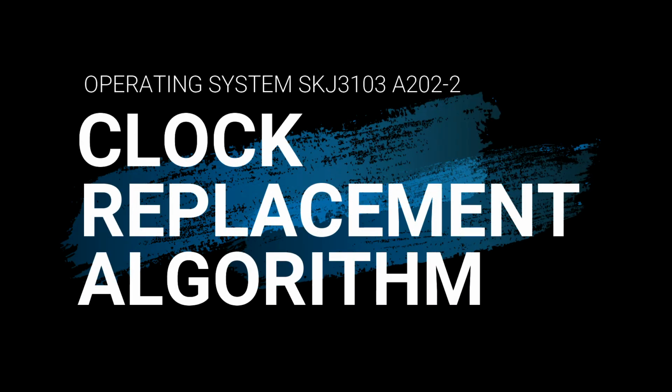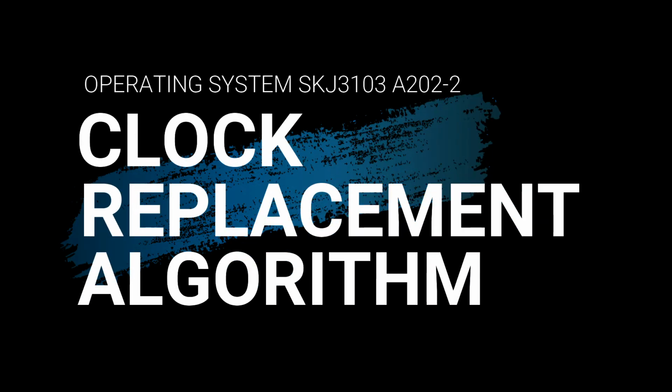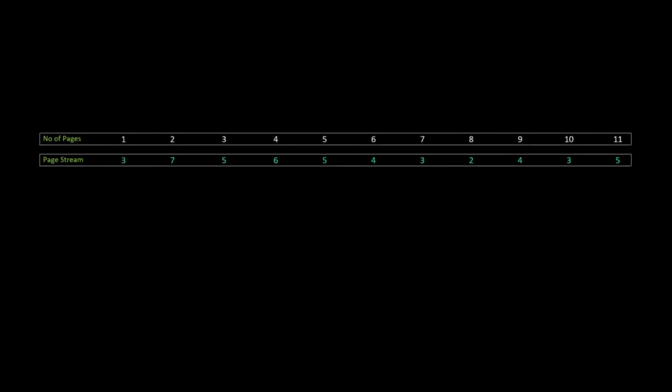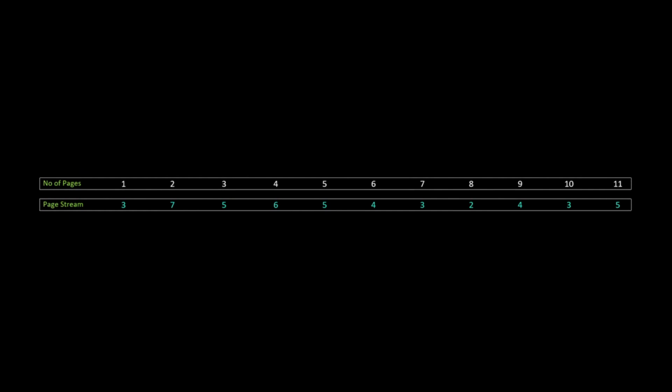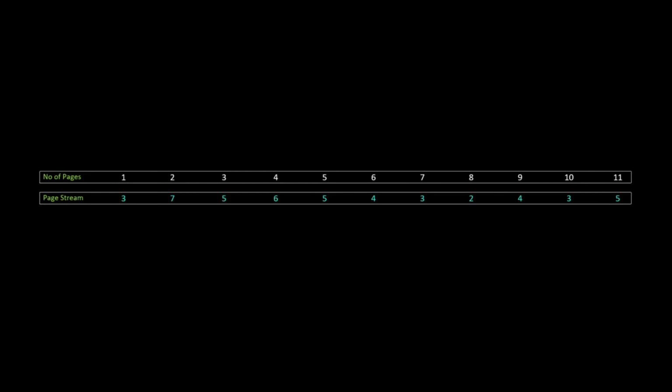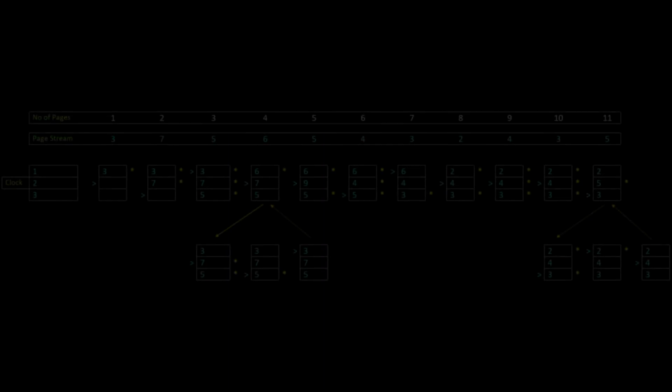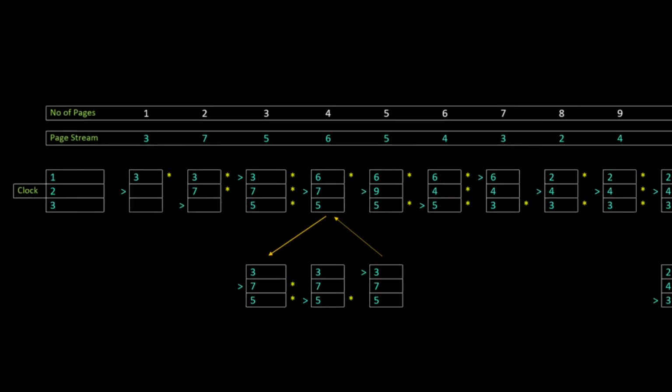Now let's see an example. In this example, there are 11 pages in the page stream. The sequence of the page stream is 3, 7, 5, 6, 5, 4, 3, 2, 4, 3, and 5. So now let's see how the clock algorithm works.